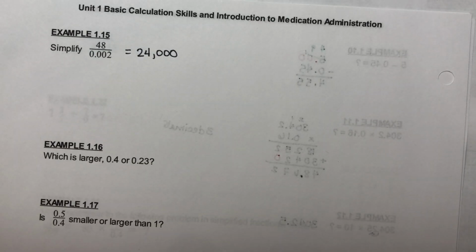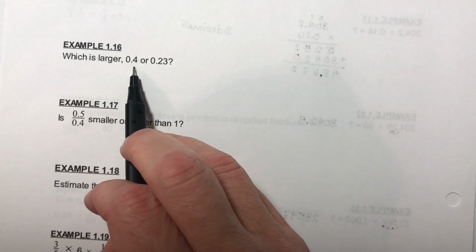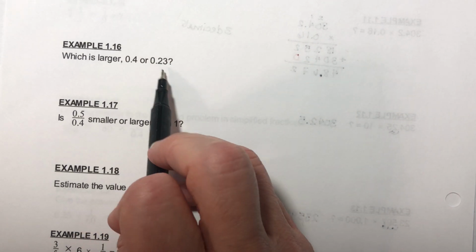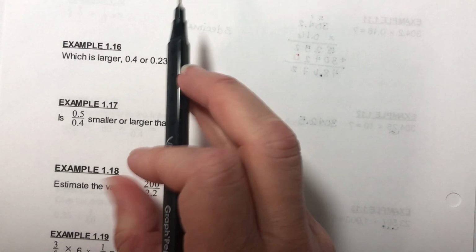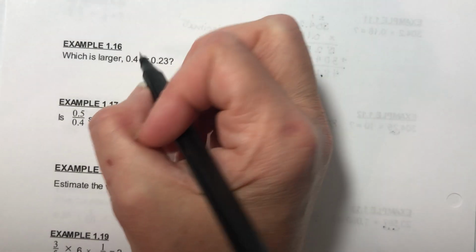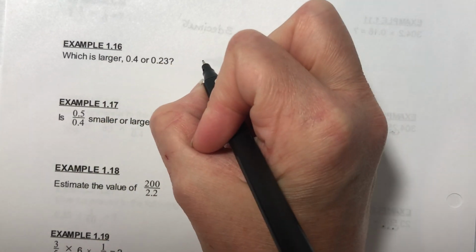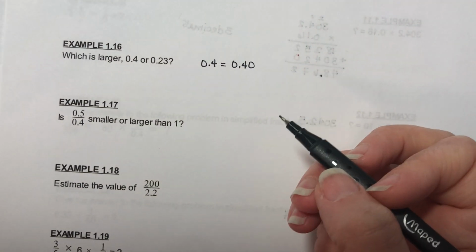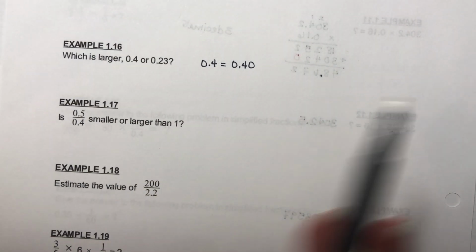Okay, so let's look at example 16. Which is larger, 0.4 or 0.23? If you are not careful, you'll look at this and say, well, that has 2 digits, this one has 3, so this one's definitely larger. And of course, that works perfectly well when you're dealing with numbers that are not decimals. If it helps you, go ahead and rewrite them so you have a matching number of decimal places. So I could do 0.4, which is the same thing as 0.40. And then you'd look at it and say, well, 40 is larger than 23, so this one's larger. That's one way of doing it.